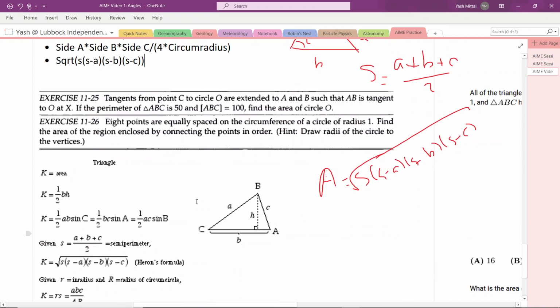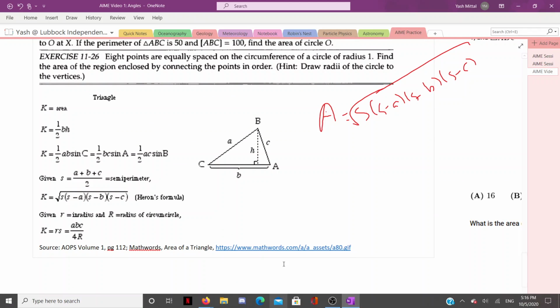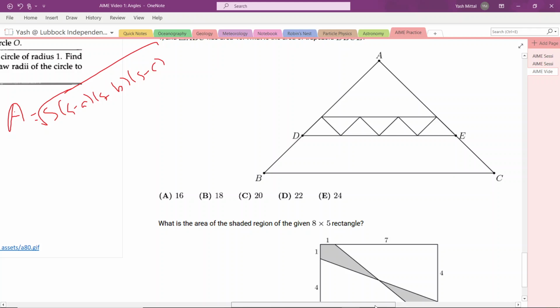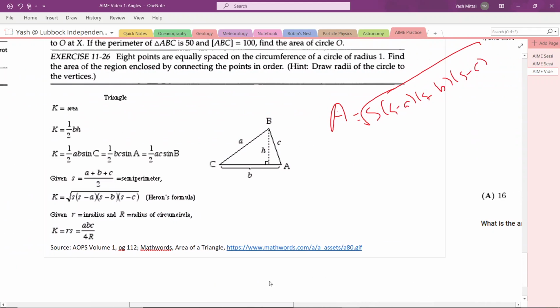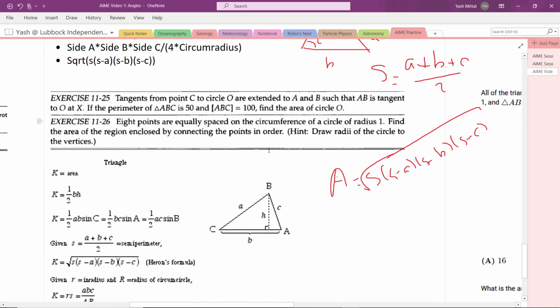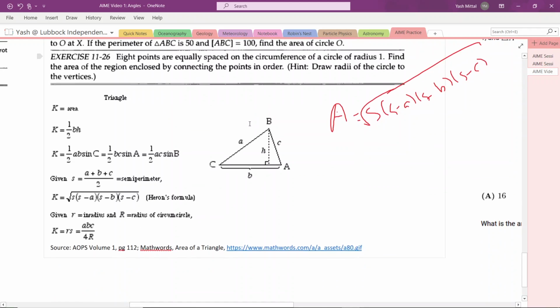But I'll be doing exercise 1125, and that will be the end of the meeting. But before I go, I want to talk about the problems that will be showing up here. So we have exercise 1125. Tangents from point C to circle O are extended from AB such that AB is tangent to O at X. If the perimeter of ABC is 50 and area of ABC is 100, find the area of circle O.